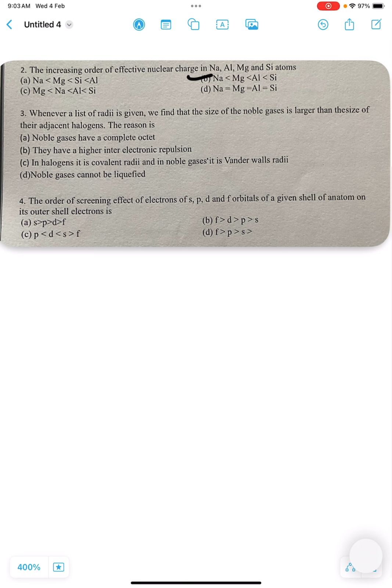So as you go from left to right, the atomic number increases. So the number of protons increases, which means the nuclear charge increases. So this is the correct order, B.